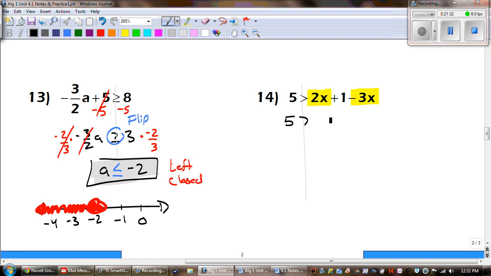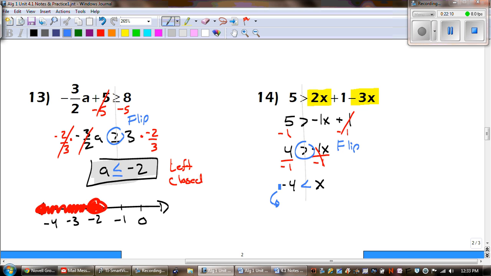Okay, so the first thing we're going to do is combine our like terms. 2 minus 3 is negative 1x plus 1. Okay, let's get the x by itself. So we're going to subtract 1 from both sides. And we get 4 is less than negative 1x. To get the x by itself, I have to divide by a negative 1. And when I'm dividing by a negative, we have to flip the sign. 4 divided by negative 1 is negative 4x.